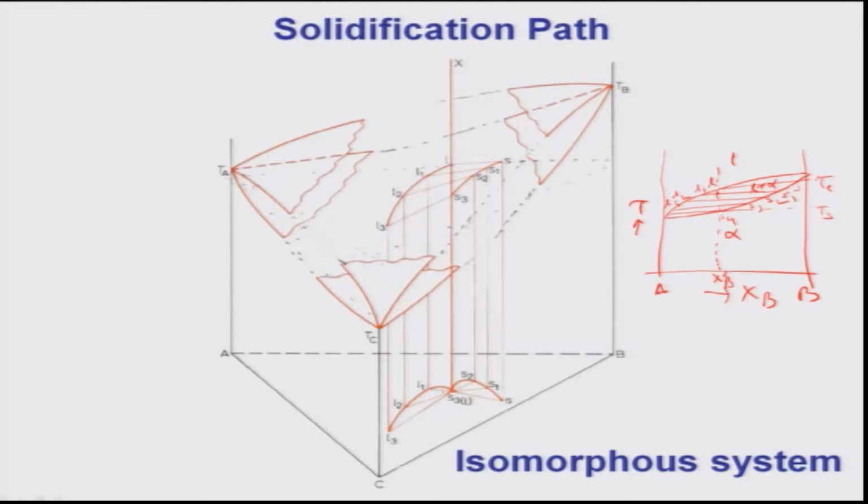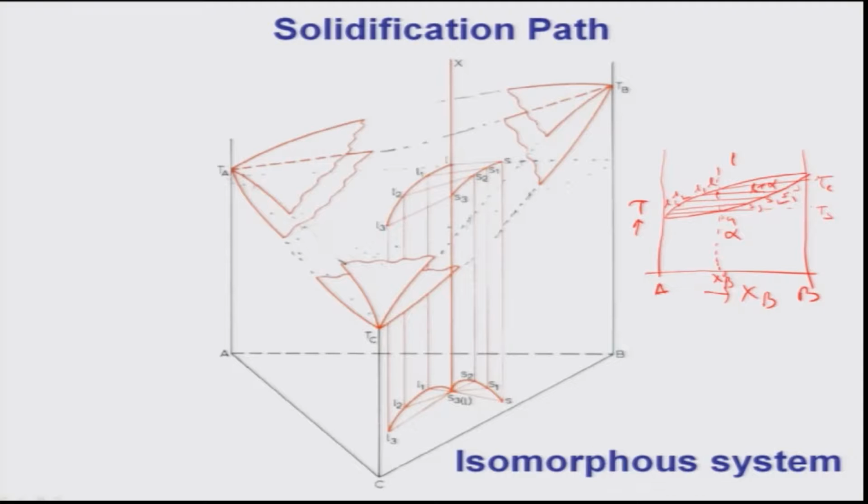So what does it mean? The curve originating from L or S3 and moving along L1, L2, L3 is the projection of the liquid surface. On the other hand, the curve moving from S3 going to S2, S1 and S is the position of the solid surface. If I have that in view on the two-dimensional projection, then I can explain the solidification pathways much more easily. Let us see how.